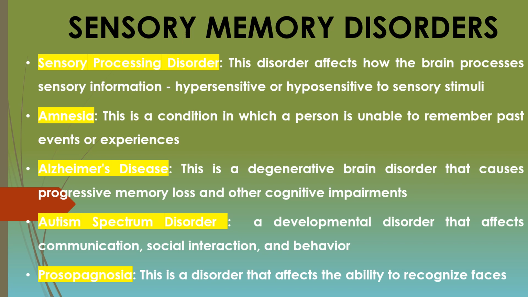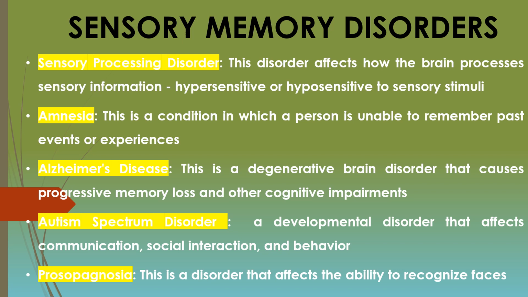Then amnesia. This is a condition in which a person is unable to remember past events or experiences. It can be caused by brain injuries, strokes, infections, or other medical conditions that affect the brain's ability to process and store memories. Then Alzheimer's disease. This is a degenerative brain disorder and it causes progressive memory loss and other cognitive impairments. In the early stages of Alzheimer's, people may experience difficulty with short-term memory.